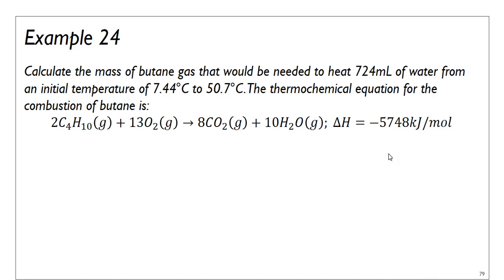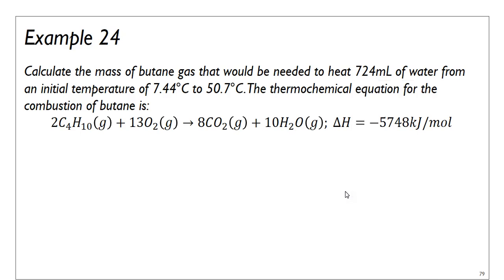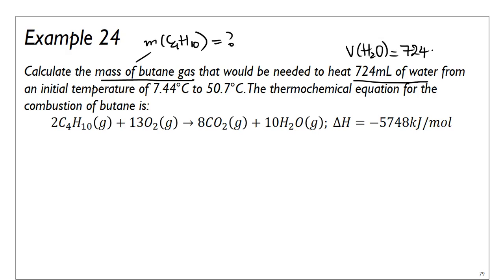I'm going to do 24 now. I skipped a few questions which either I thought was very easy or we've done in class. So 24, calculate the mass of butane gas. The question asks for the mass of C4H10 that would be needed to heat 724 ml of water. So V of H2O is 724 ml from an initial temperature of 7.44 to 50.7, and you are given the thermochemical equation for the combustion of butane.